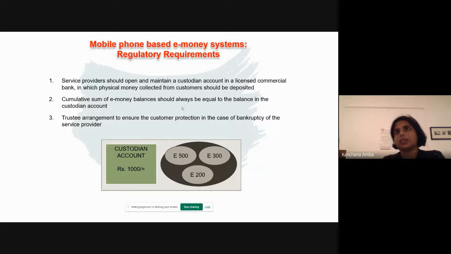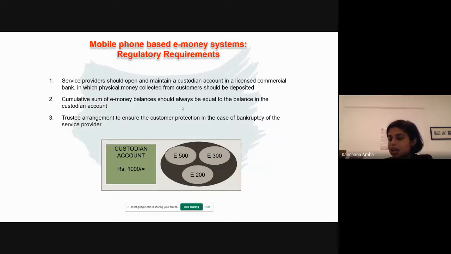held. So if a customer deposits or tops up, reloads, whatever word they use, let's say 100 rupees into their Easy Cash or M Cash, then Dialog or Mobitel has to add 100 rupees to their custodian account, right? So those balances must always match. Right, so it's a trustee arrangement to ensure customer protection, right?